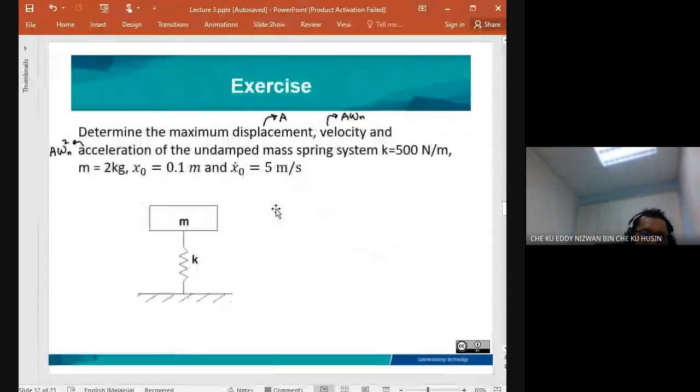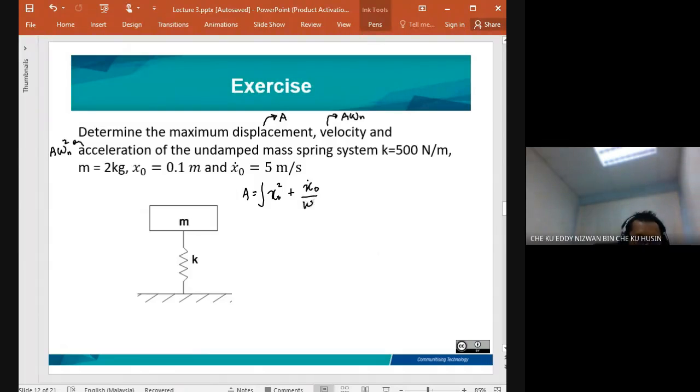A here is equal to the square root of x naught square plus x dot naught over omega n, this one square. So x naught and x dot naught are given in the question. Omega n is still not given, so we have to calculate omega n.